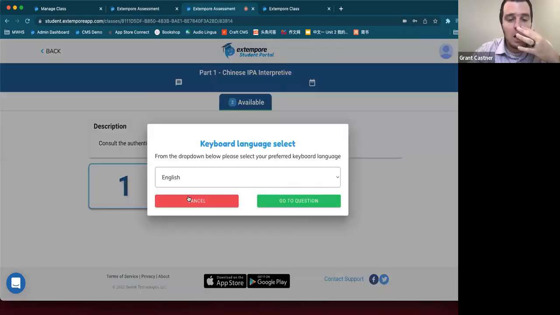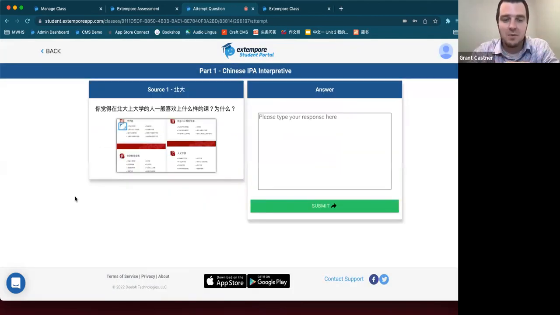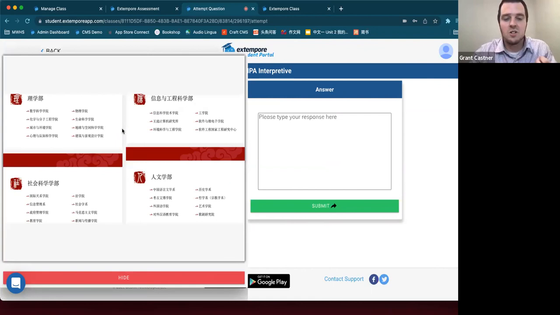From here, I can create an assessment, and within this assessment, you'll see this is something I've done with my students before. This is talking about different schools. In China, there are different types of universities, and students can just identify, okay, interpret this website here and tell me what departments, what academies this school has and what different majors they offer. So that's an interpretive-based assessment.